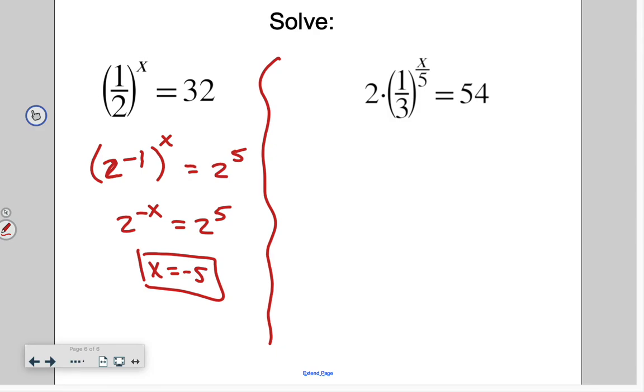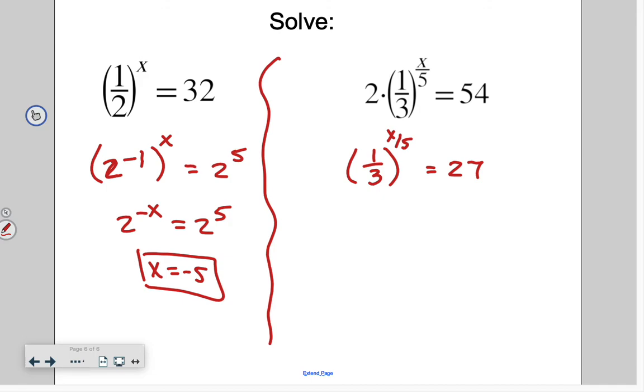So again, you probably look at this and your instinct kicks in of, how the heck am I going to do this one by hand? Again, back off the panic mode. That's step number 1. And like I said, let's isolate the base. Let's start there. So, what's the first step then? Divide both sides by 2. So if I divide by 2, we have 1/3 raised to the x over 5 equal to 27.